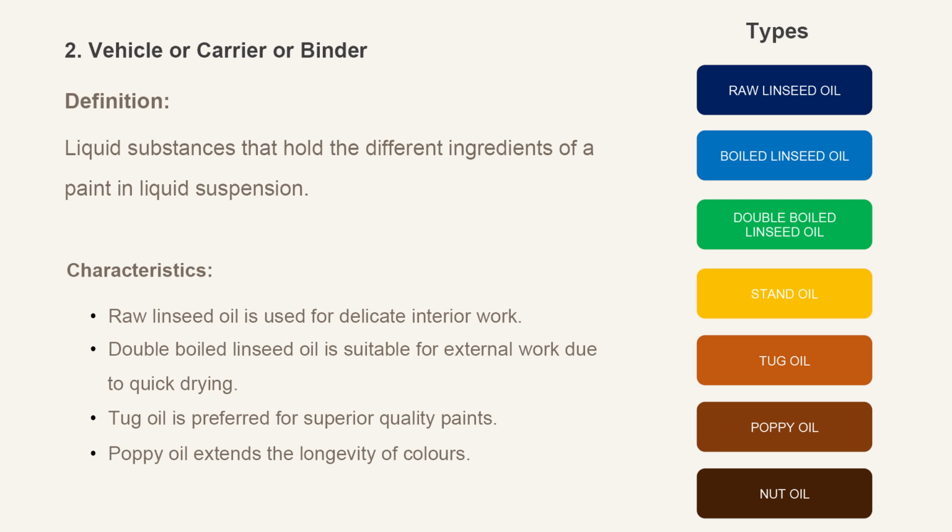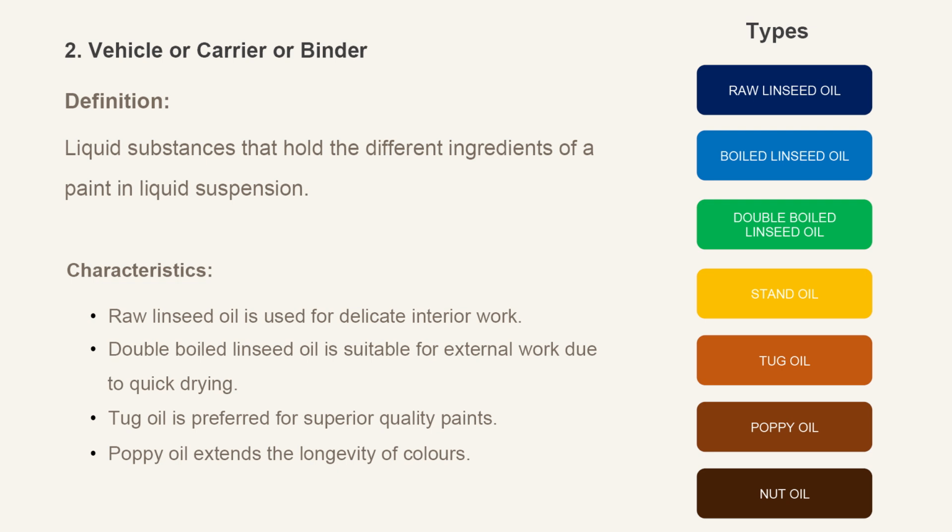Pale boiled linseed oil is a light version of boiled linseed oil, often used for specific finishes. Then double boiled linseed oil. It dries very quickly, making it suitable for exterior walls. It often requires a thinning agent like turpentine. Stand oil is a thicker form of linseed oil that provides a smooth finish.